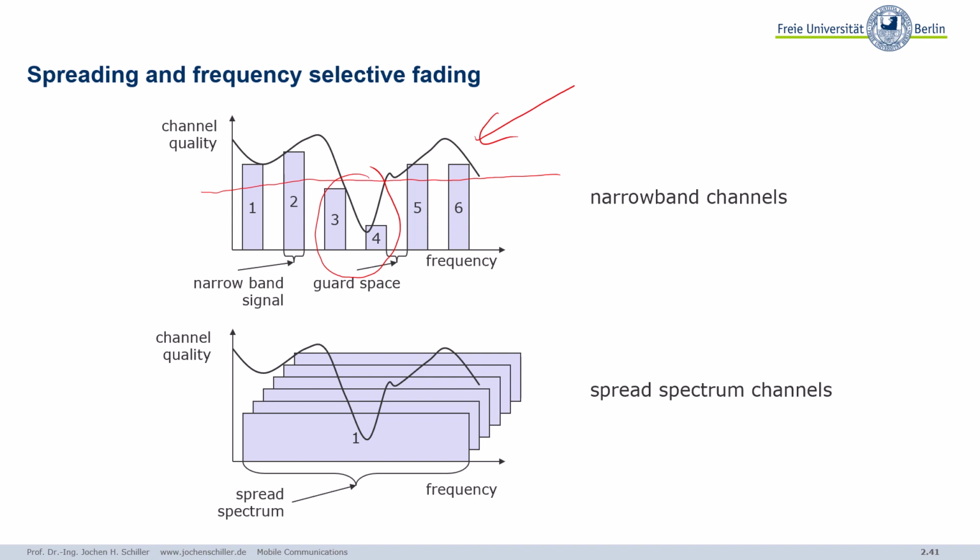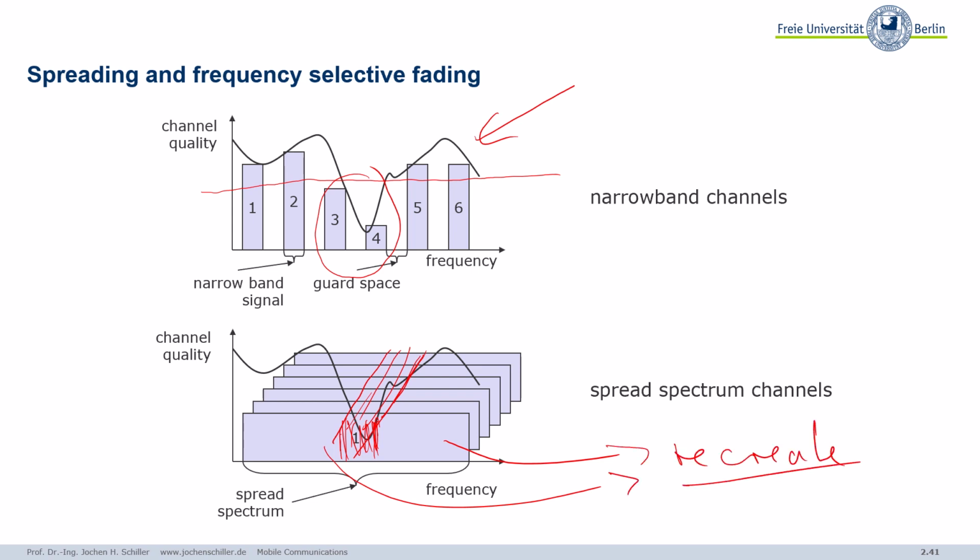What happens if you use spread spectrum channels? You spread out all the channels using a way larger part of the spectrum. Then still this fading hits parts of the spectrum, so you will wipe out parts of our channels, but the remaining parts are enough to recreate the original data. So that's the idea. How we do this coding, how we do the spreading, I will come back to this. But that's the basic idea.